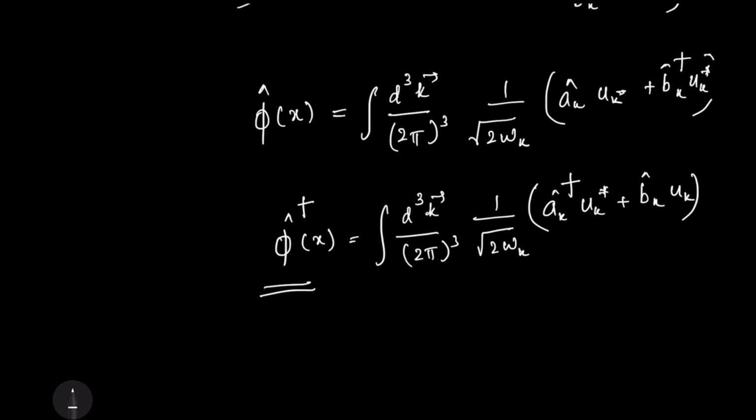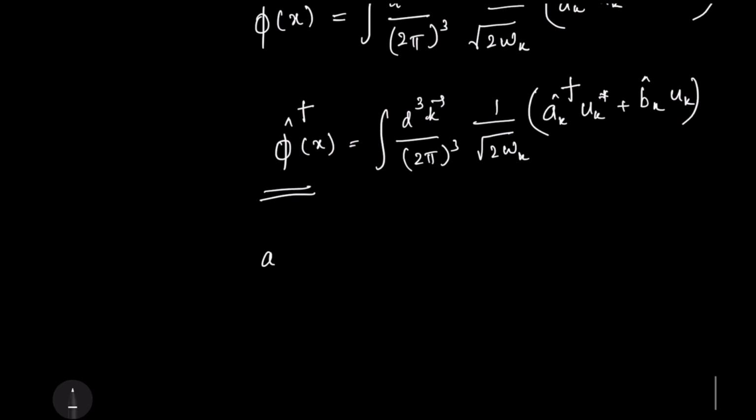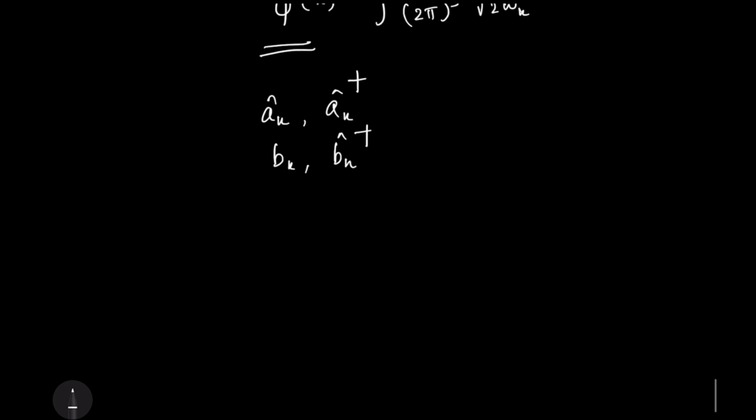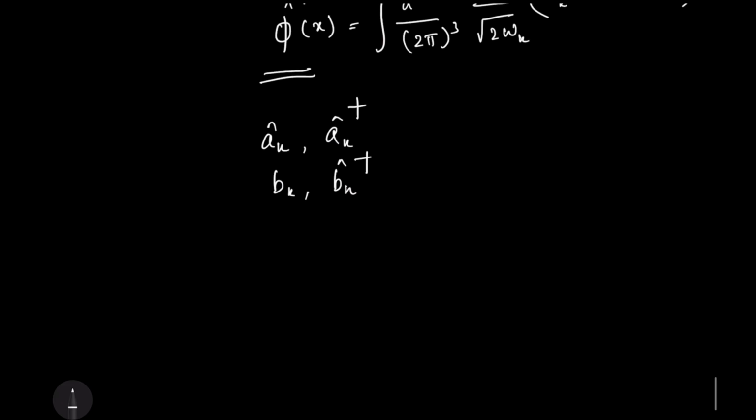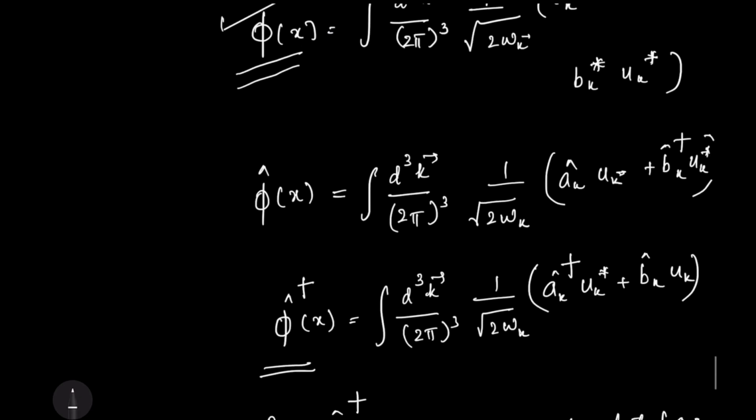Now we have two sets of creation and annihilation operators. One is ak dagger and ak, and the other is bk dagger and bk. So it makes sense because when you have a complex variable, you double the degrees of freedom and your integration constant will also get doubled. Okay, so that's very important. And here one more thing is that bk is independent of ak. Similarly, phi dagger is independent of phi. There is no connection between them.